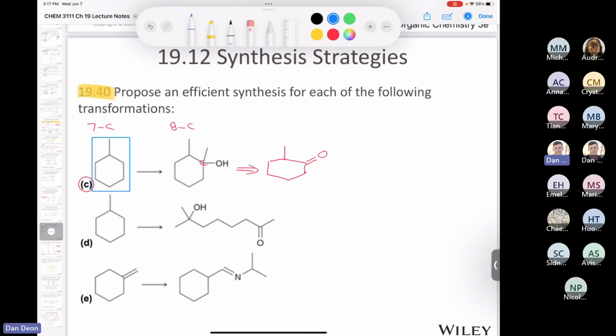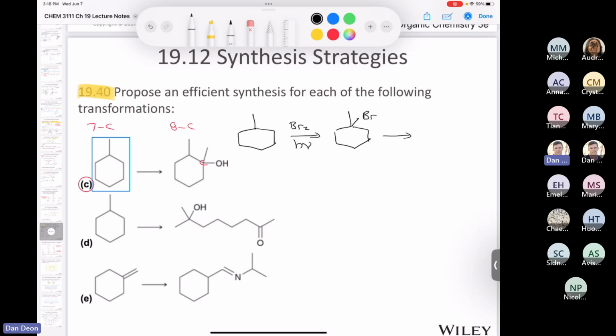And so let me just erase this, okay? The first thing we've got to do is a free radical bromination. So let's start out with our starting material. Like Audrey and Tiana said, we're going to do a bromination here, and we're going to make this compound, right? We're going to brominate in the most substituted position.